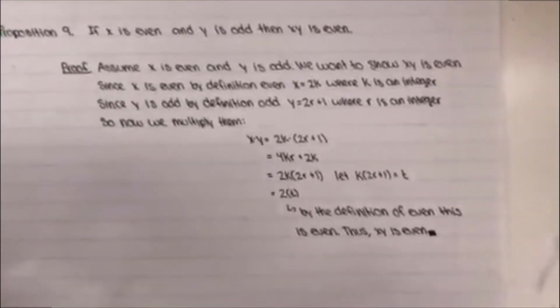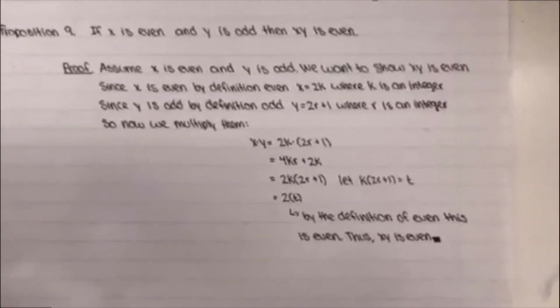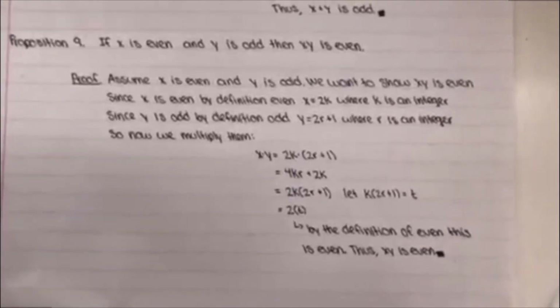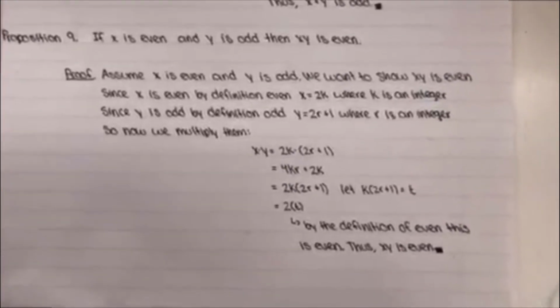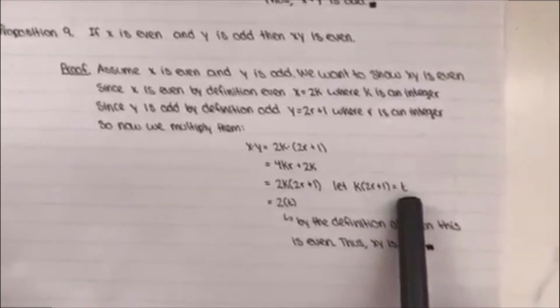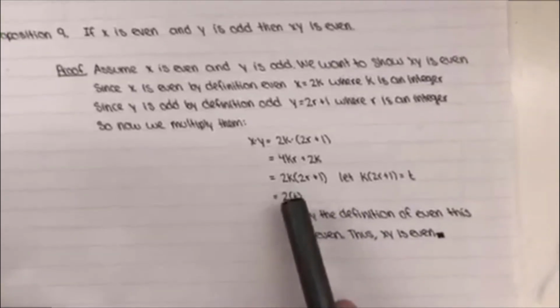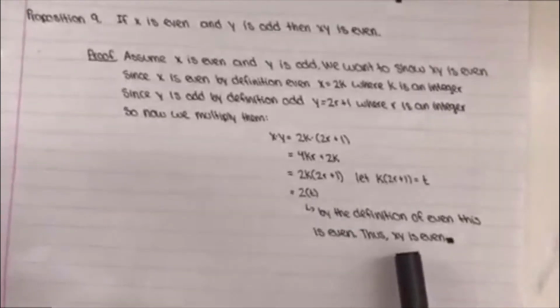If we distribute the 2k, we will have 4kr plus 2k. And now we can just take out a 2k. We'll have 2k times 2r plus 1. Now we let k times 2r plus 1 equal to t, because that will be just some integer. This will just become some integer. I let it be equal to t. So now we have 2 times t. By definition of even, this is even, because the definition of even is just 2 times some integer, which we have here. Thus, x times y is even.